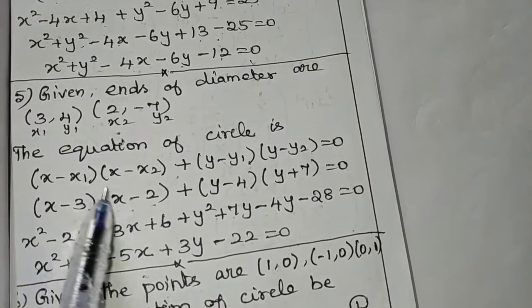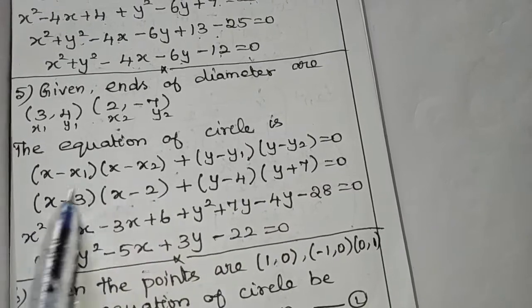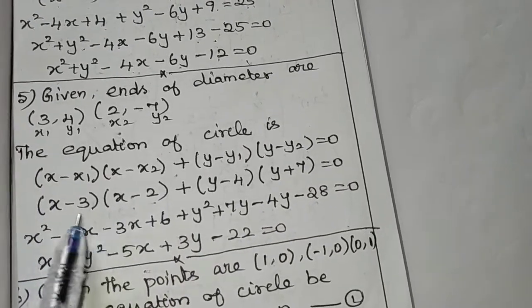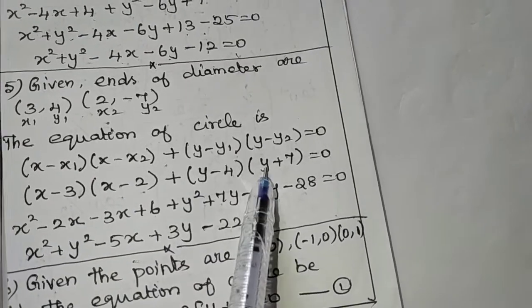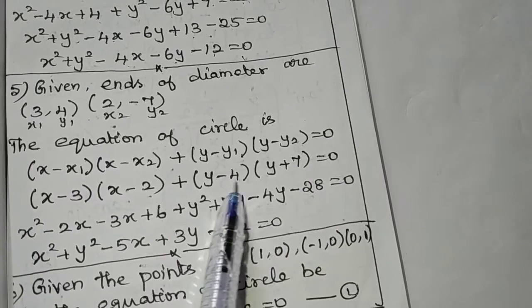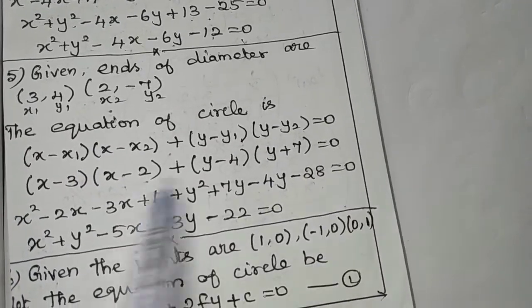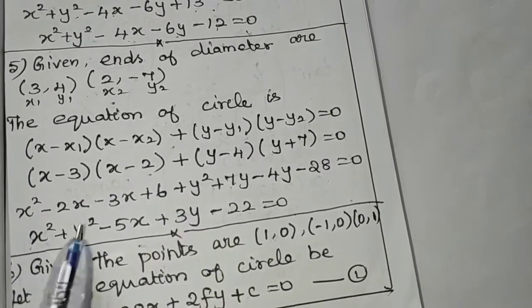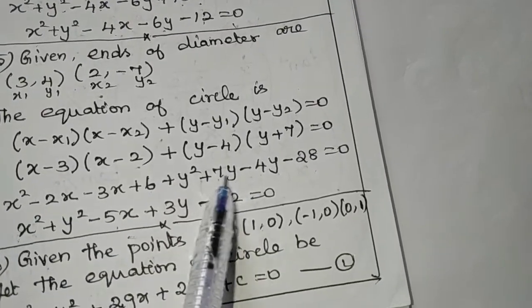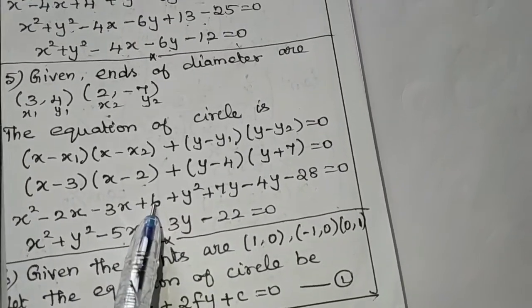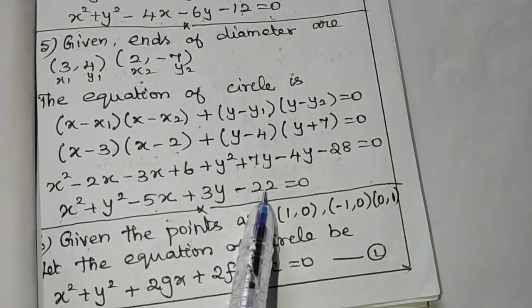Just to multiply, algebraic method: x squared minus 2x, minus 3x, here minus 3 into minus 2 plus 6. Y squared plus 7y minus 4y, here minus 28 equal to 0. Arrange the terms: x squared plus y squared, minus 2x minus 3x, minus 5x, 7y minus 4y plus 3y, 6 minus 28, that is minus 22 equal to 0. We get the answer. Okay.